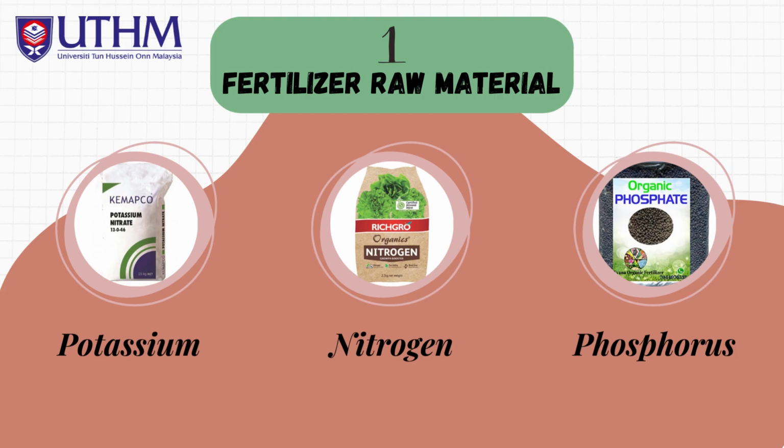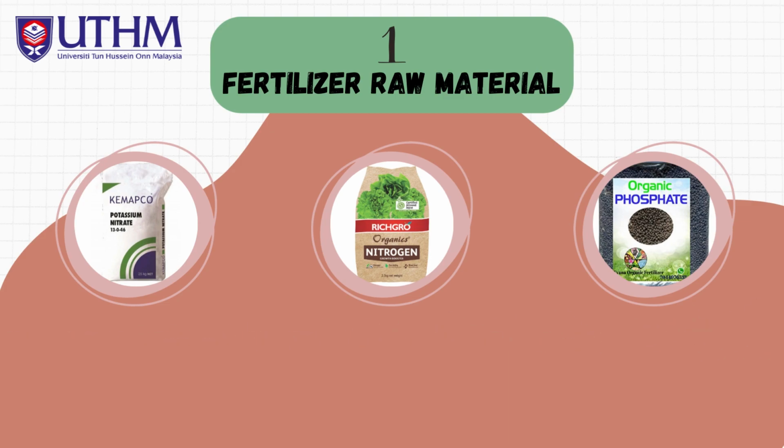Starting with the fertilizer raw materials, there are basically three raw materials to be extracted. Firstly, potassium can be obtained from naturally occurring salts like potassium chloride, while nitrogen can be acquired from natural gas, naphtha, fuel oil, and coal. Lastly, phosphorus can be found in phosphate rock and sulfur.